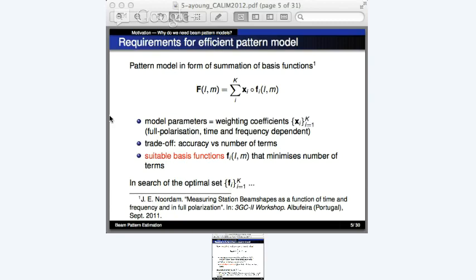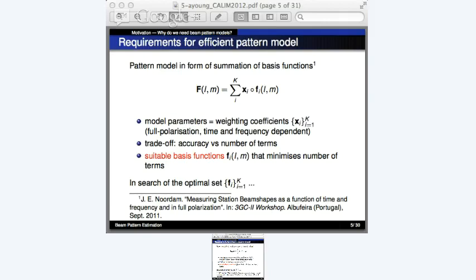And really, the focus is to define suitable basis functions that minimize the number of basis functions that we need for an accurate model, which also then minimizes the number of model parameters that need to be solved. So we're in search of these optimal functions. So we consider two approaches. The first one is the use of analytic pattern functions.